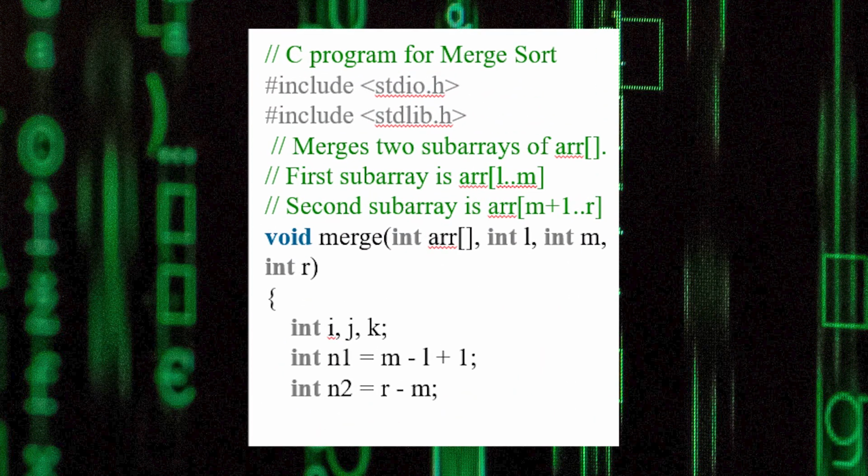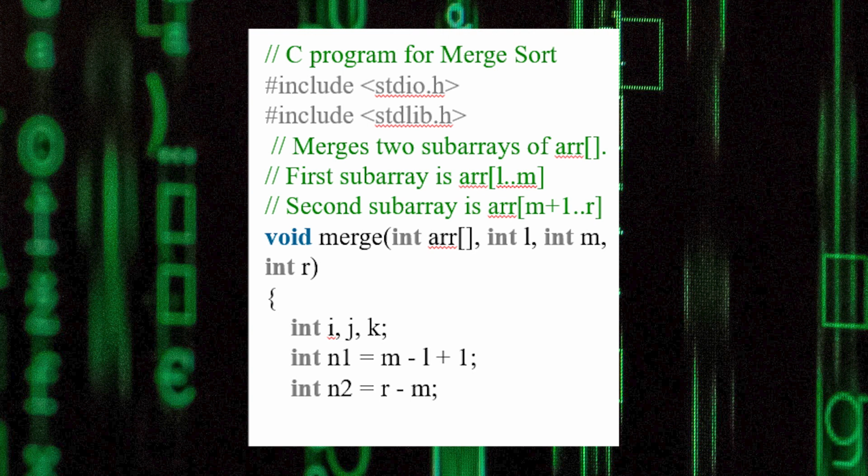This is the program for merge sort. Here we have included the math.h library, 2 libraries we have included, and 2 functions we have developed. To merge 2 sub arrays, we have written a function. The first sub array is array l to m, and the second sub array is m plus 1 to r. Here the function we have created is merge with int array, int l, int m, int r. This is the function which we have created.